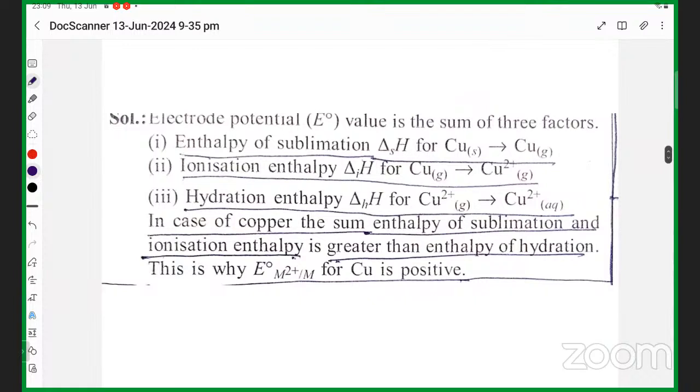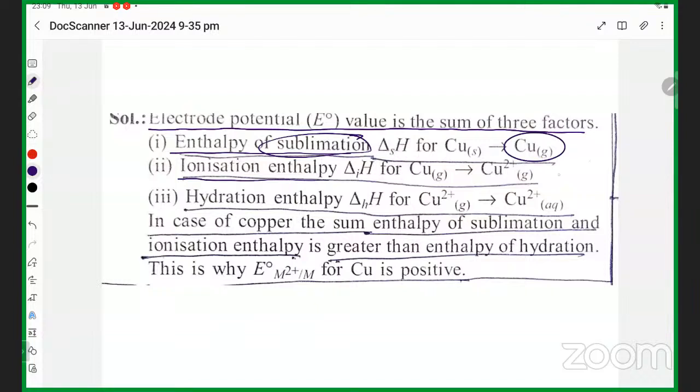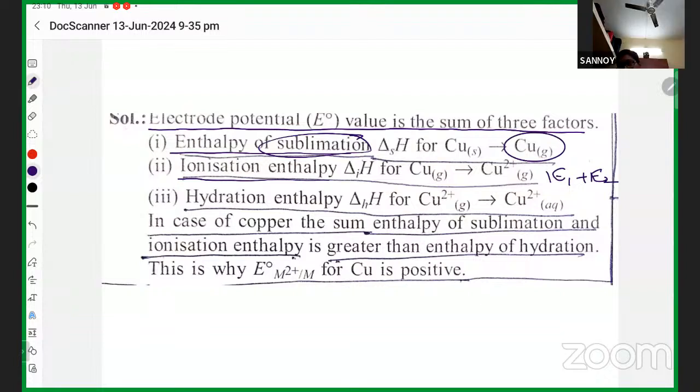See how they have written. Electrode potential value is the sum of three factors. Here they wrote three factors. Enthalpy of sublimation. Sublimation means atomization. Here you see it is converting into copper atom. Sublimation is nothing but atomization. Ionization enthalpy, that is IE1 plus IE2. Both are ionization, they are taking it as a whole.